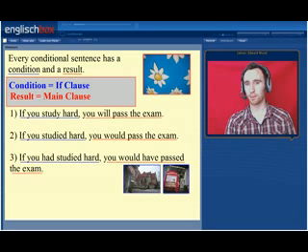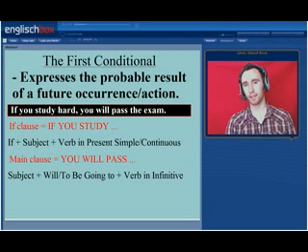Here you can see some differences in the structure. But what do these differences mean? And what do these different conditionals express? If we move on to the next slide, we can see the first conditional sentence again with an explanation of the structure of the sentence.